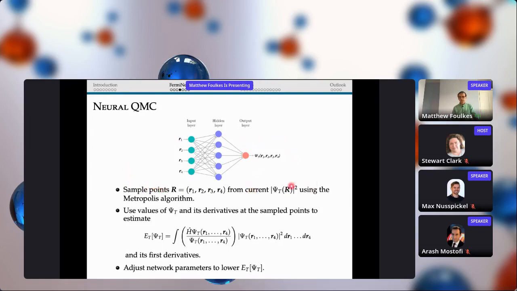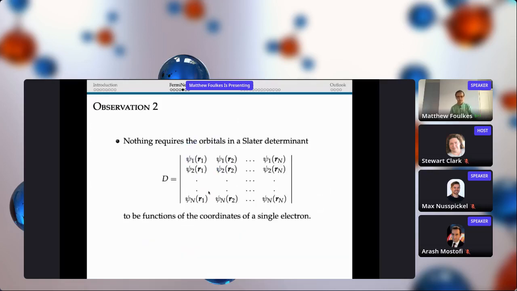So we choose an initial Psi-trial squared, which is actually random initially, within some limits I'll explain in a minute. We sample points from it using the Metropolis algorithm. We estimate the energy expectation value. Neural networks will give you the first derivatives as well. And then we just adjust the network parameters to lower the variational energy. So it's absolutely standard variational Monte Carlo.